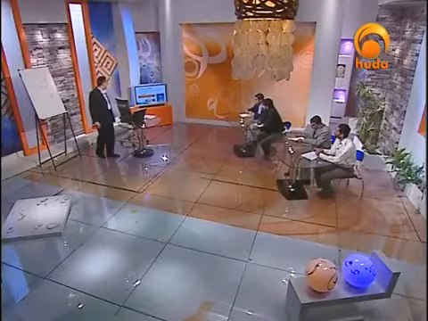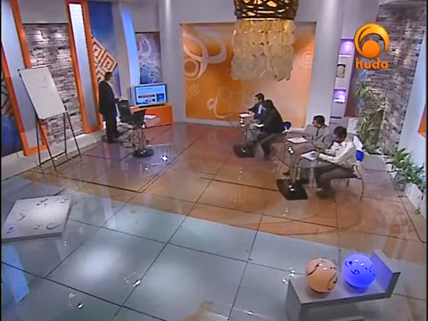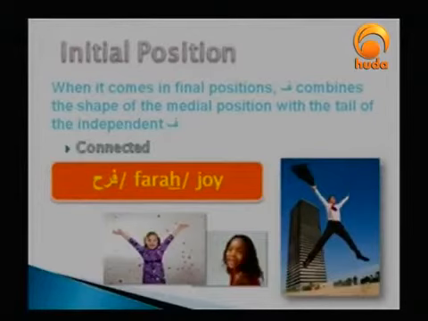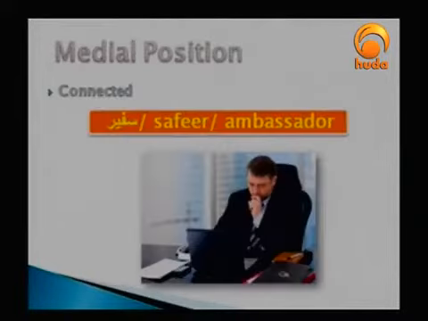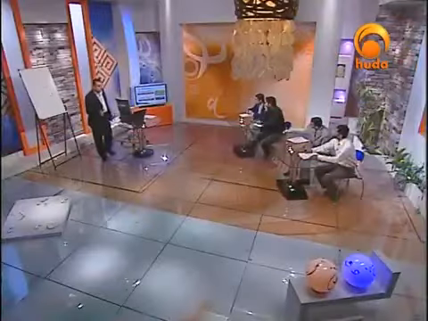In initial position, as he says here again, when it comes to final position, fa combines the shape of the medial position with the tail of the independent, like, for example, farah. That is when it comes in initial position and the medial position we have, for example, safir. When it comes to the final position, I would tell you here that sometimes we have fa which is disconnected, and sometimes we have fa which is connected.